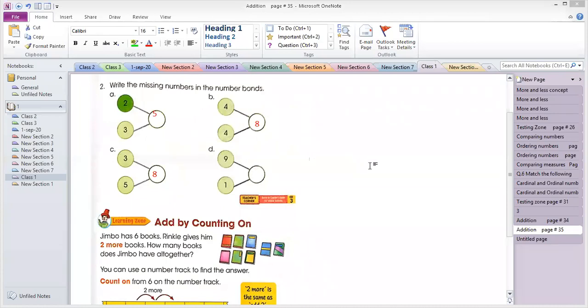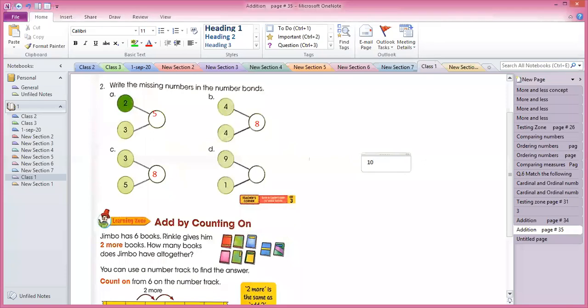The answer is 10. When you add 9 and 1, you will get 10. You can draw 9 lines and draw one line and count all of them. So you will get the answer, that is 10. Okay, very good. So this was from the book. Now we will do some practice.